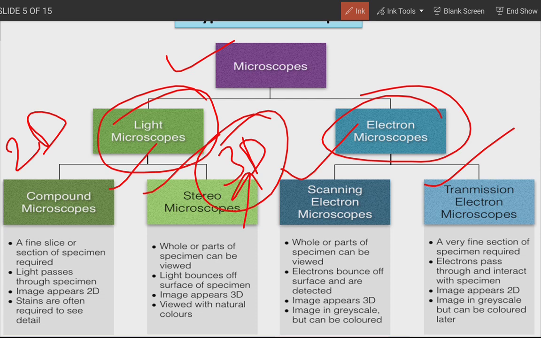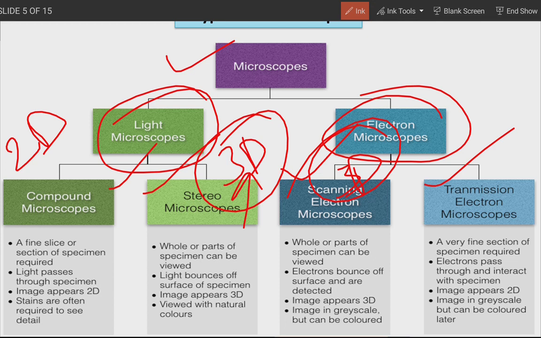So if we talk about the scanning electron microscope, how does it look? A whole or a part of a specimen can be viewed. Electrons bounce off the surface and are detected. The image appears 3D. The image is grayscale but can be colored. Means the image that appears through the microscope is somewhat grayscale, but it can be further colored. So it is also an advanced version which gives the image in the form of 3D.